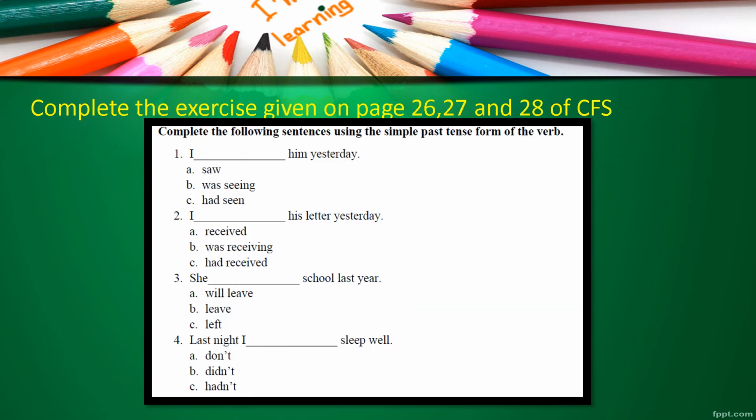Now it's time to test how much we have learned. So children, do the given exercise on page number 26 of your CFS. Complete the following sentences using the simple past tense form of the verb. The first one, I dash him yesterday, and the options given are saw, was seeing, had seen. The second one, I dash his letter yesterday, and the options are received, was receiving, had received.